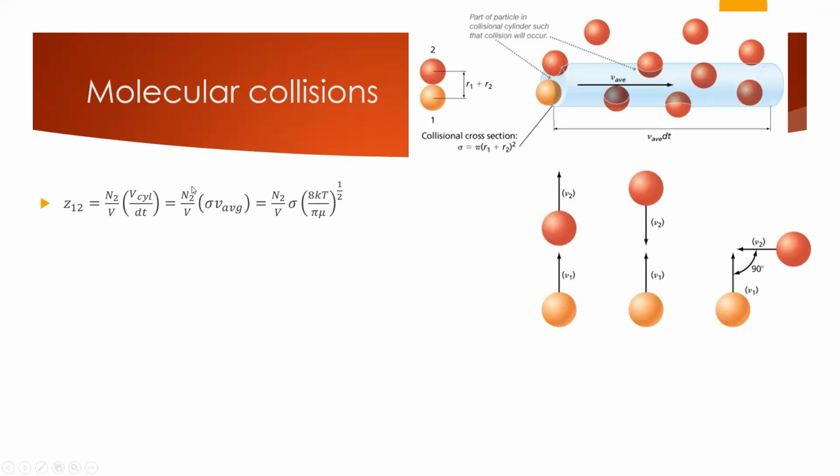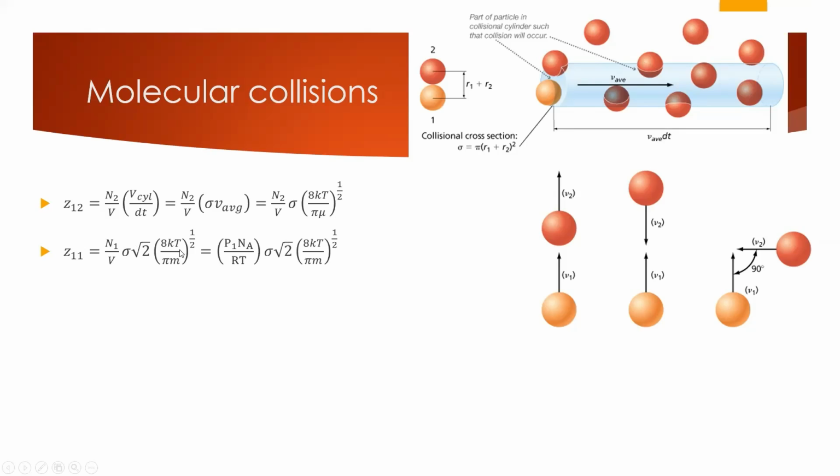What we get then is n2 over V times the collisional cross-section sigma times the effective speed, and plugging that all in, we get n2 over V times sigma times the square root of 8 kT over pi mu. Like I mentioned on the board, we often have just one particle. So if we want to describe the collisions of one particle with other particles of its own type, the mu here becomes 1/2 m. And so that gives us this equation where we have n1 over V times sigma times the square root of 2, which comes from converting the reduced mass into just the mass of particle 1.